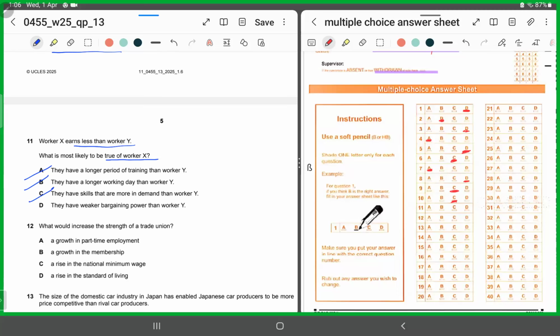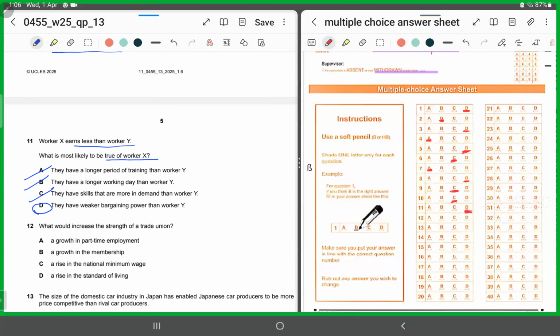They have weaker bargaining power than worker Y. Yes, they can't protect their rights. They are unable to demand higher wages. Maybe they are in a weaker scenario. They are unable to justify or work for their rights, or demand more. Not in a position to bargain for higher wages. So for 11, we'll shade in D.